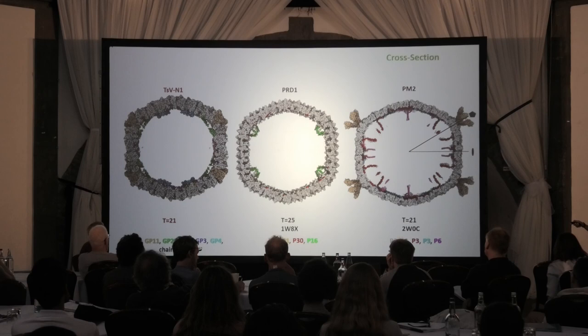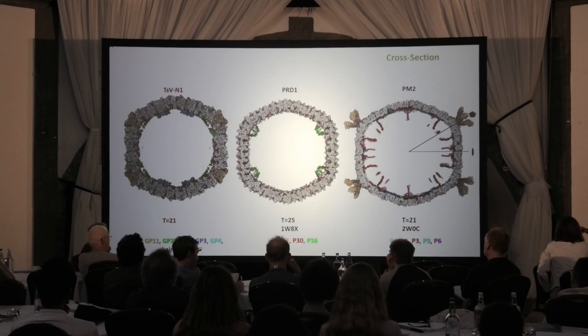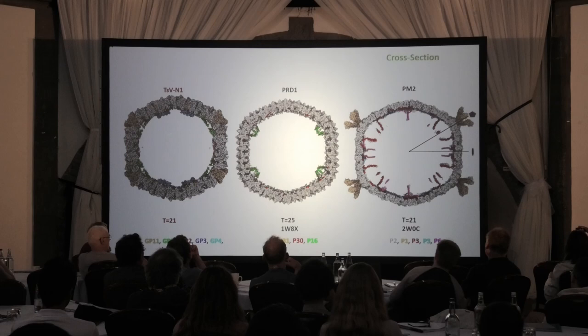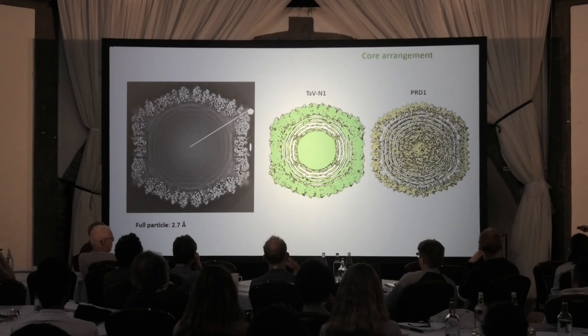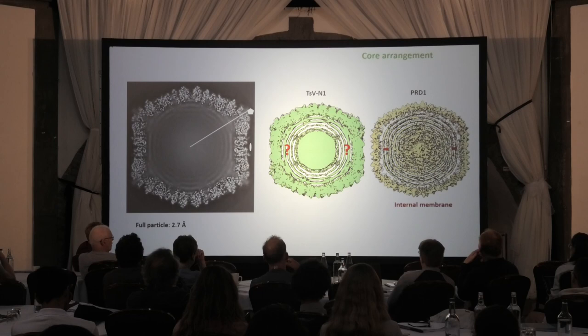You can see that most of the proteins that connect with the core of the particle, in the case of PRD1 and PM2, are longer than in TSDN1. So the question is, what is inside of this particle? Inside of this particle, we can observe these rings, but these rings also appear in other bacteriophages of this lineage, like PRD1. In the case of PRD1, the first two rings correspond to the internal membrane, but we don't know if this virus contains an internal membrane.